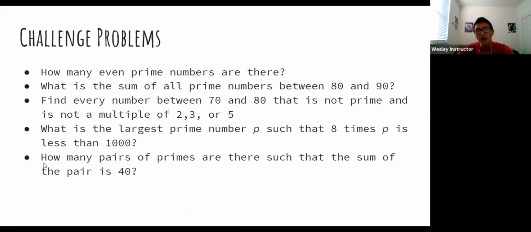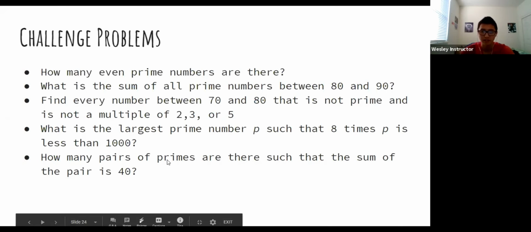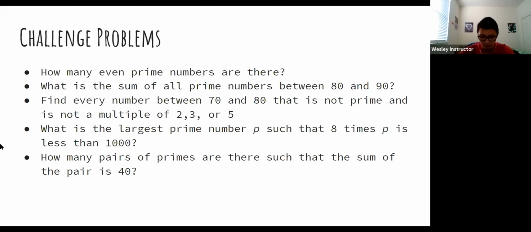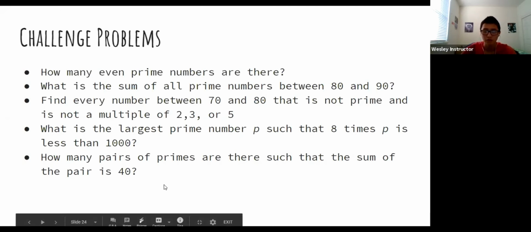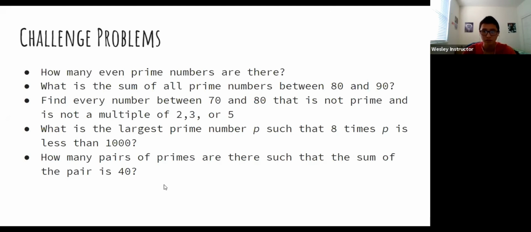And the last one: how many pairs of primes are there such that the sum of the pair is 40? For example, maybe 1 plus 39, that is a pair and that equals 40. But 1 is not prime and 39 is also not prime. So that's out. For this one, we can find all the possible pairs that add up to 40. But we can skip all the even numbers, like 2 and 38, 4 and 36. Those all have even numbers. So you guys can get rid of those.